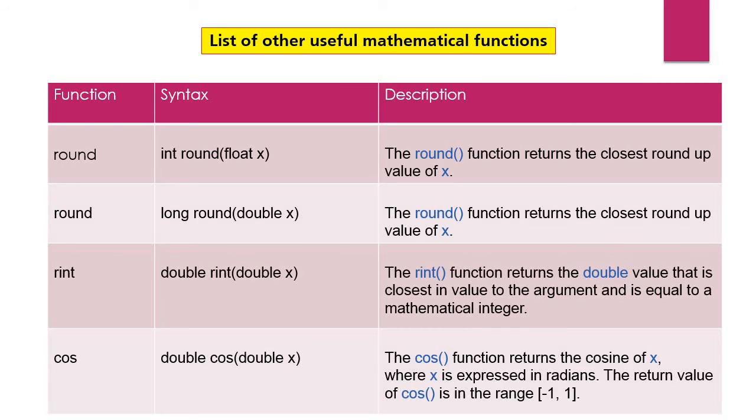Next, see the rint function: double rint(double x). The rint function returns the double value that is closest in value to the argument and is equal to the mathematical integer.